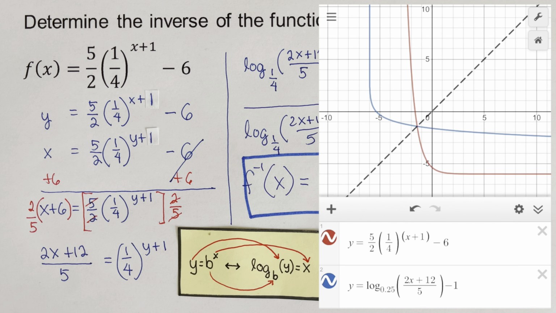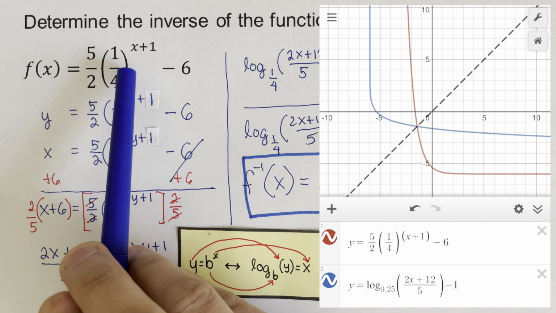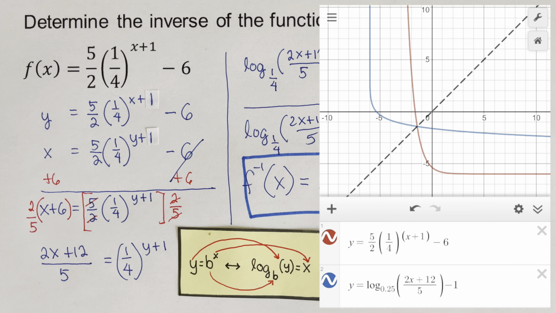On the side, you will see the graph of these two functions right here. The one in red is the given function 5/2 times (1/4 raised to the power x plus 1) minus 6. While the one in blue is its inverse, which is log of (2x plus 12)/5 to the base 1/4 minus 1. You can see that both of these graphs are actually symmetric with respect to the line of symmetry y equals x, which means that if we fold this graph on this line of symmetry y equals x, both graphs will match up. This means that these two equations are inverse of each other.